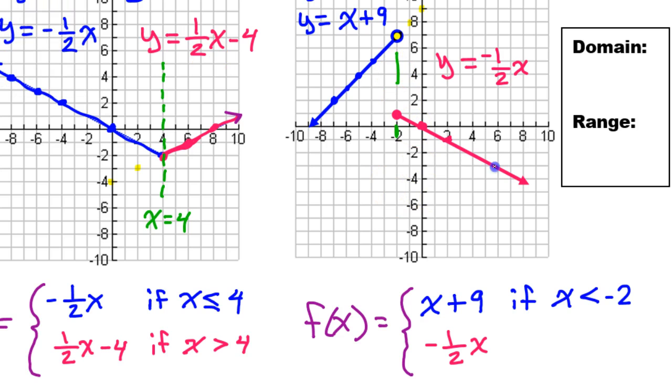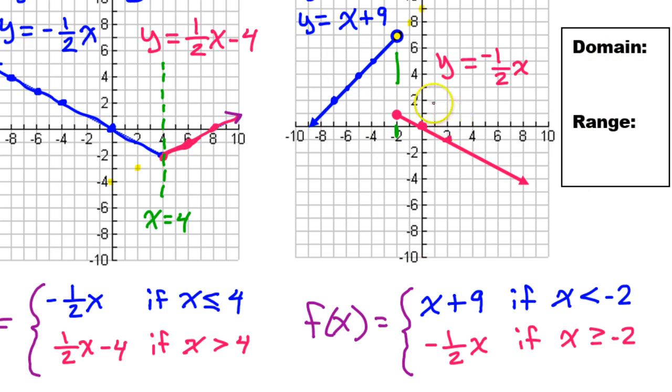Now for the other piece, we want the red function for x values that are greater than or equal to -2. That's a closed circle, so we're including -2 in this piece of the function. And it's going to the right, so that's why I put the greater than or equal to. And that's it. So that's how you make an equation when you're given the graph of a piecewise function.